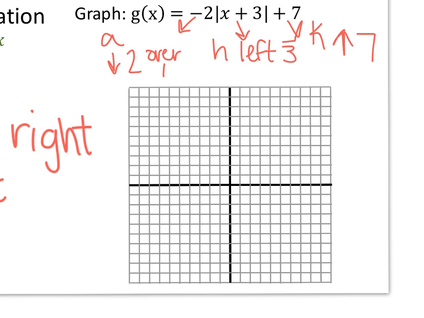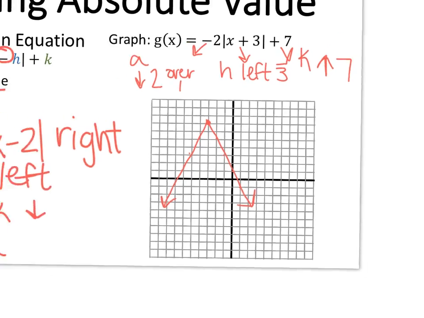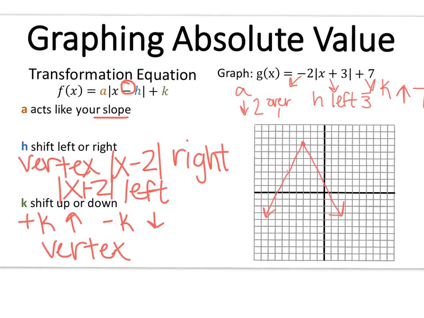So I start with my vertex and I'm going to shift it to the left 3 and then up 7. Again, we're going from the parent function that starts at (0, 0). From the vertex, I just need to go down 2 and to the right 1 a couple times to make my absolute value graph. Remember, this shape should always resemble some sort of V. Hopefully you guys can draw straighter lines than I can. So that's how you graph an absolute value transformation, just following those 3 steps.